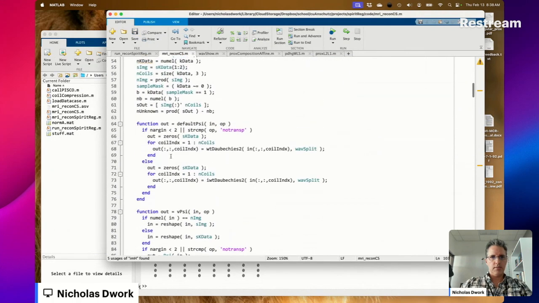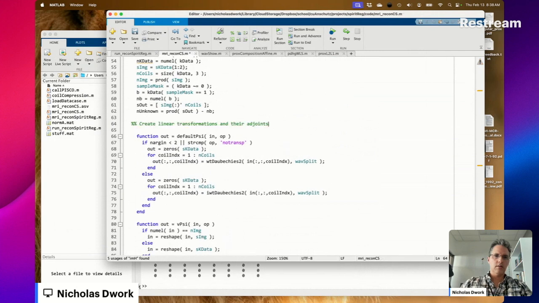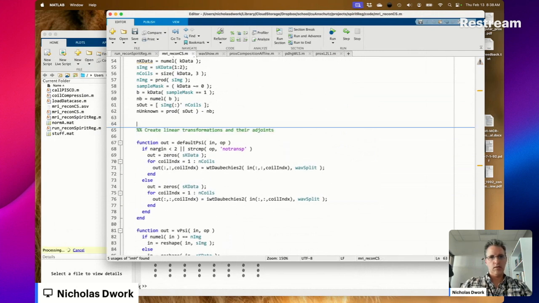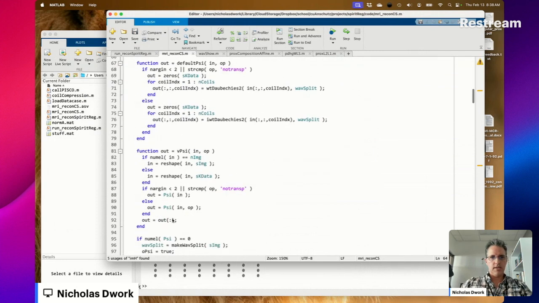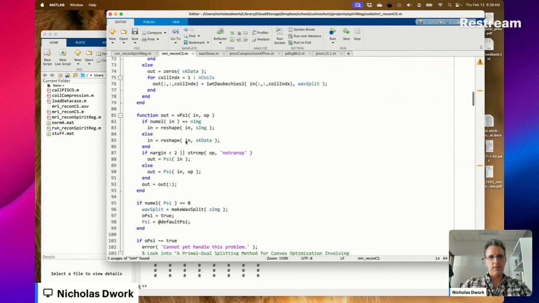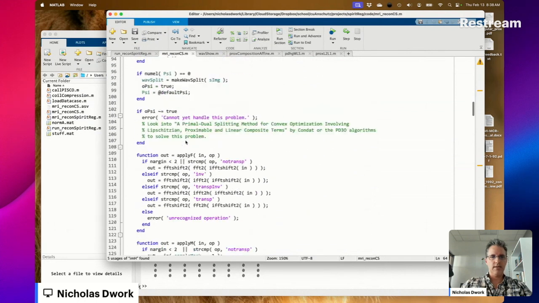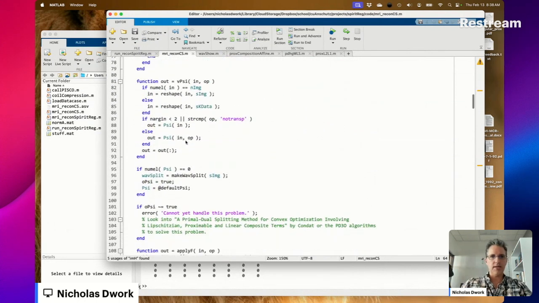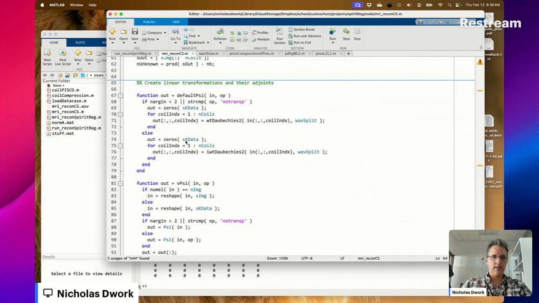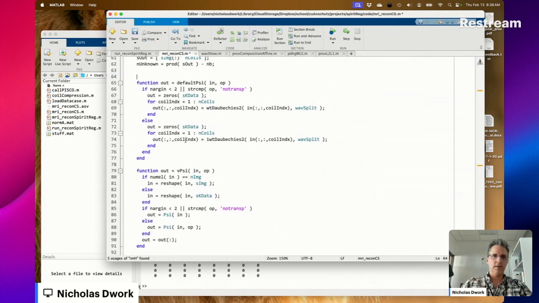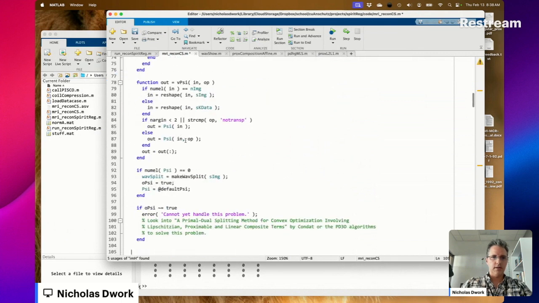Maybe we should put this up here when we start creating these linear transformations. Where's psi? Oh, I see. Psi can be passed in. That's the issue. I see, that's the issue. So psi can be passed in. Okay, I want to do it the way that I was doing it before. Yeah, okay.